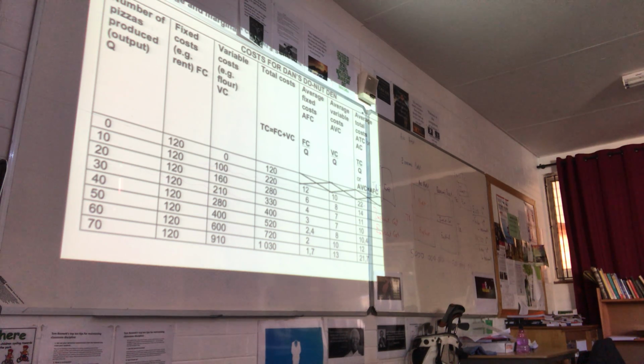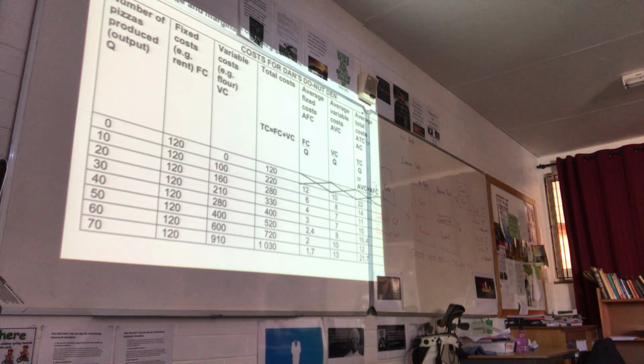So as output increases, variable costs increase. As output increases, fixed costs stay the same. Your total costs, or your fixed cost plus your variable costs, we've done that enough now. And then your average fixed cost, your average variable cost, and your average total cost are just basically divided by quantity. So to work out this whole line here, you go to your fixed cost: 120 divided by 10 is equal to 12. 120 divided by 20 is equal to 6. 120 divided by 30 is equal to 4, and so on.